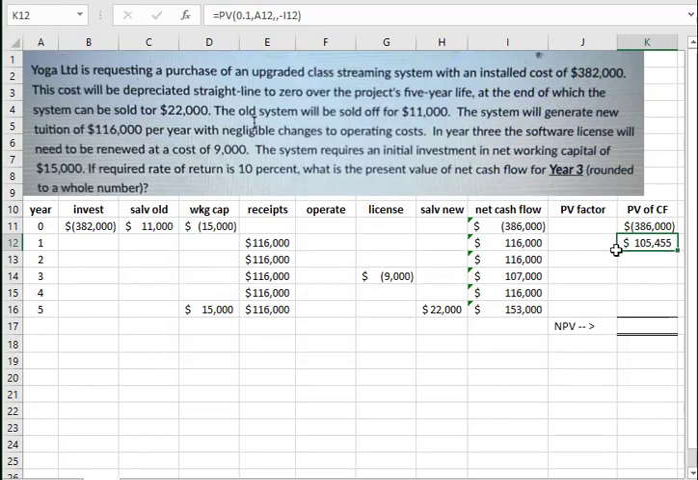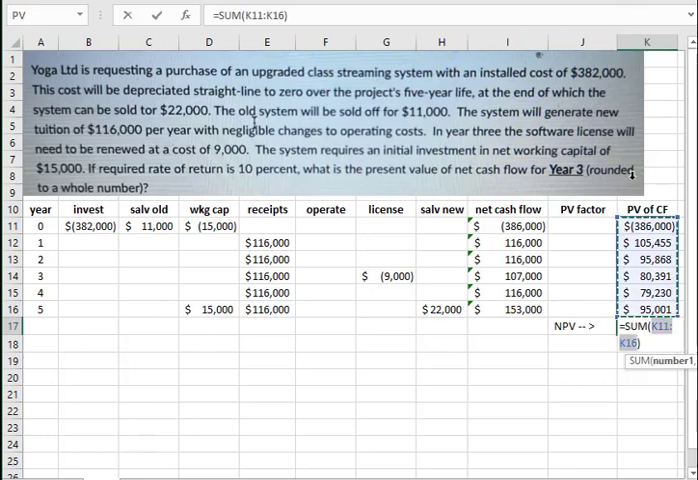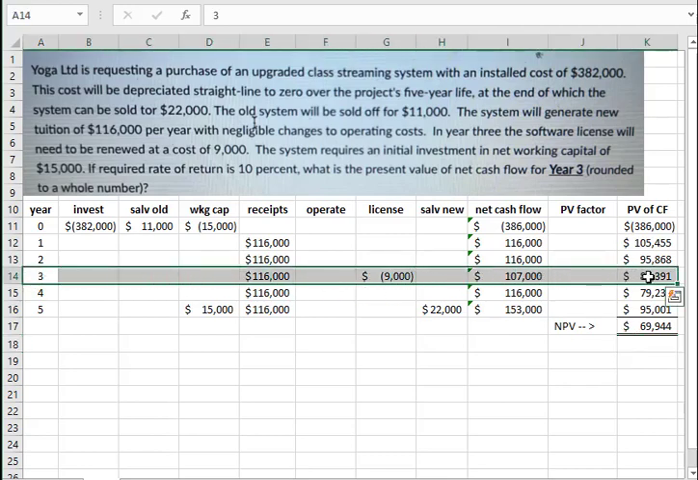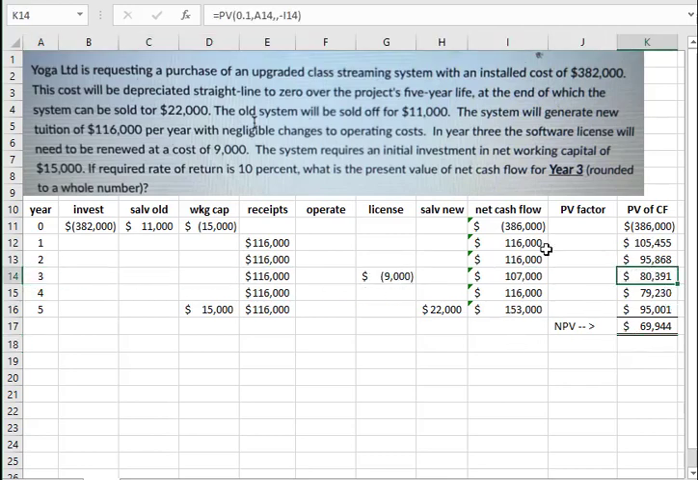I would just do a sanity check. This has to be smaller than the cash flow, or else something's wrong. So they didn't ask for net present value, but if they had, we would be giving it the $69,944. But in this particular one, they were asking for this line. So they were asking for the $83.91.